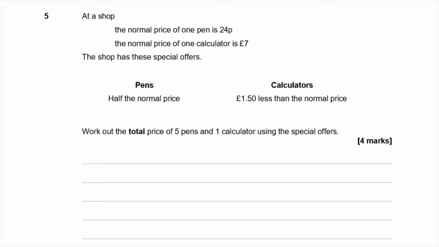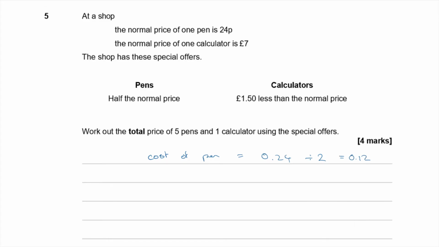So, what's the price of 1 pen? 1 pen is normally 24p, but at the moment it's half price. So cost of pen equals 24 pence. I'm going to put it in pounds and pence because otherwise I'm going to have mixed units. So dividing that by 2, that's going to give me 12p then, isn't it?